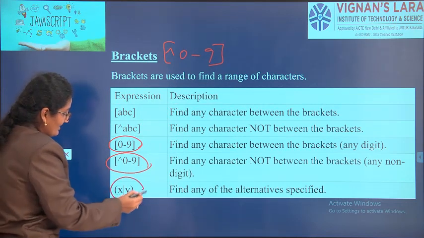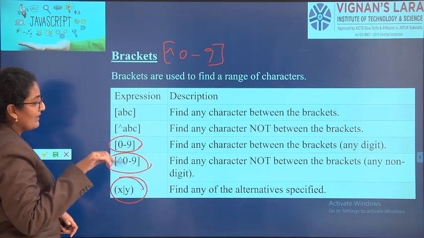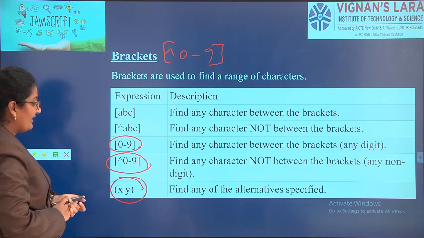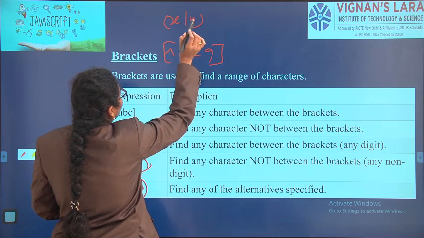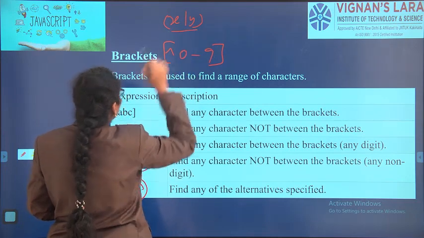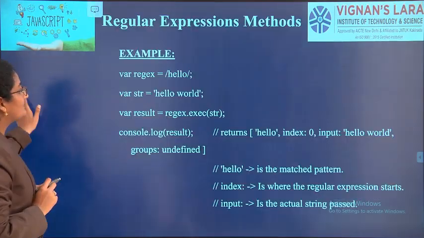So our next one is X pipe symbol Y. It is nothing but finding alternatives. If you have X and Y with the pipe symbol like this, you have to find an alternative for X and Y. So let us see.